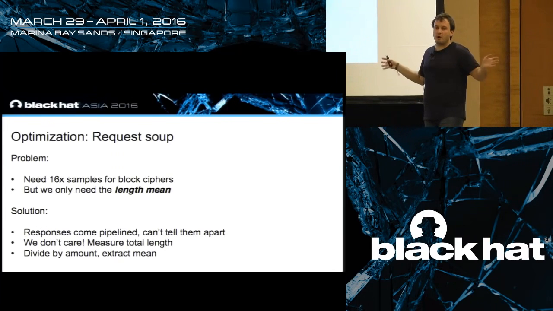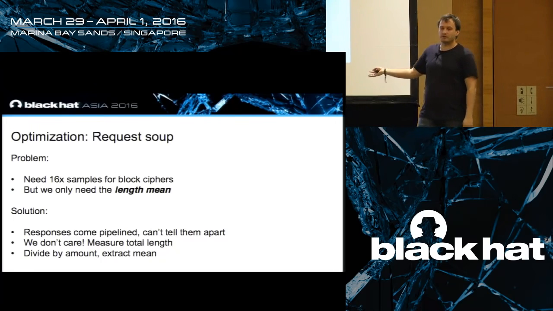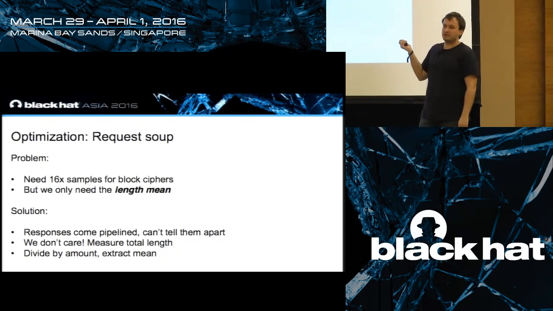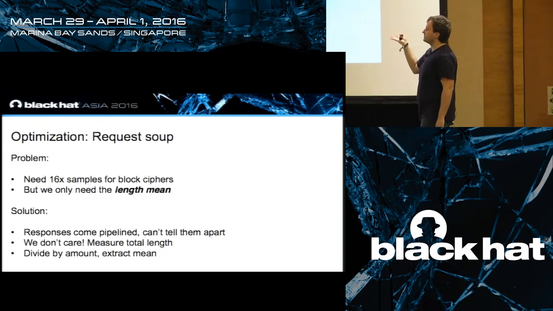We just take the sum of the length, and we just divide it by the total amount of requests that were sent. And this way we can extract the mean among all of our samples. And this actually speeds up the attack quite a bit. So how does the browser do this, right?